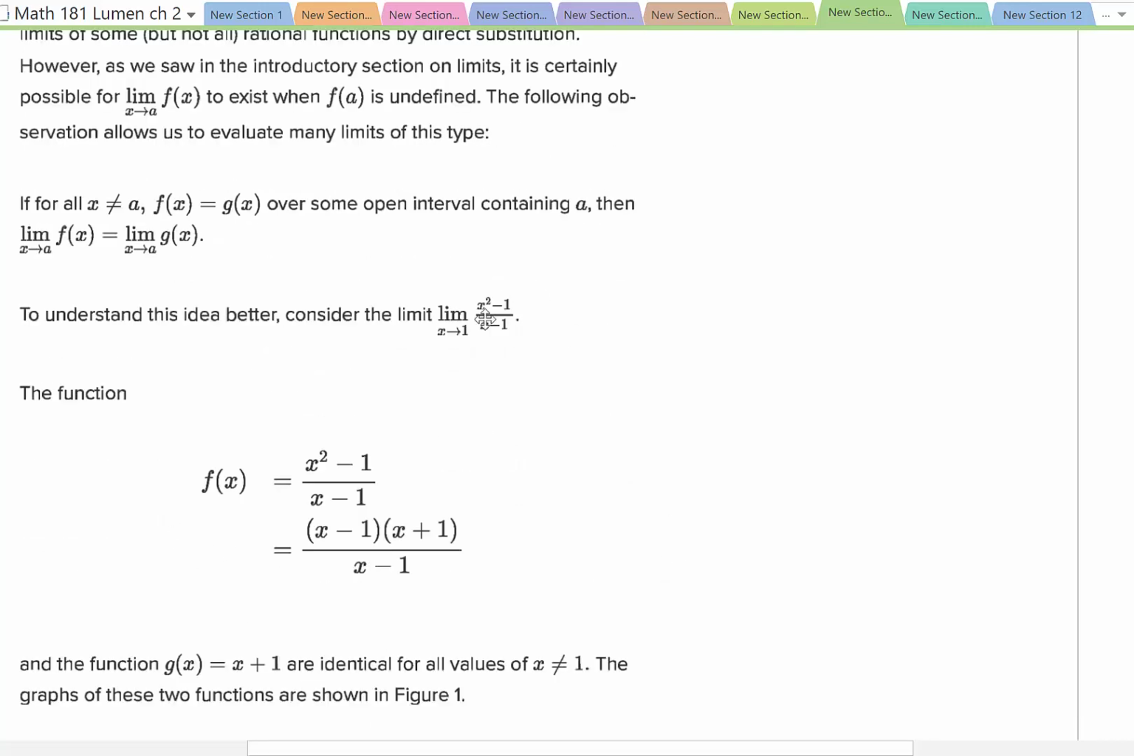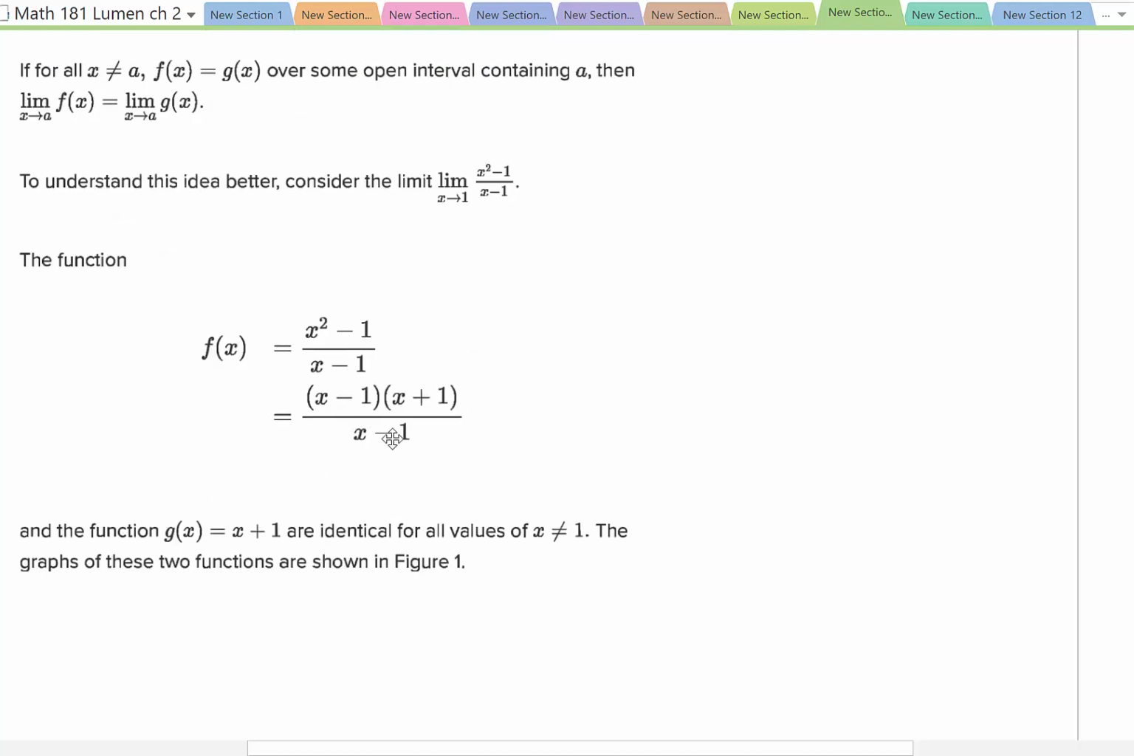So think about this limit as x approaches 1 of x squared minus 1 over x minus 1. If you factor that numerator to be x minus 1 times x plus 1, this limit would be the same as the limit of g of x equals x plus 1, everywhere except at x equals 1, possibly. But we're talking about the limit, and the limits of the functions would be the same.